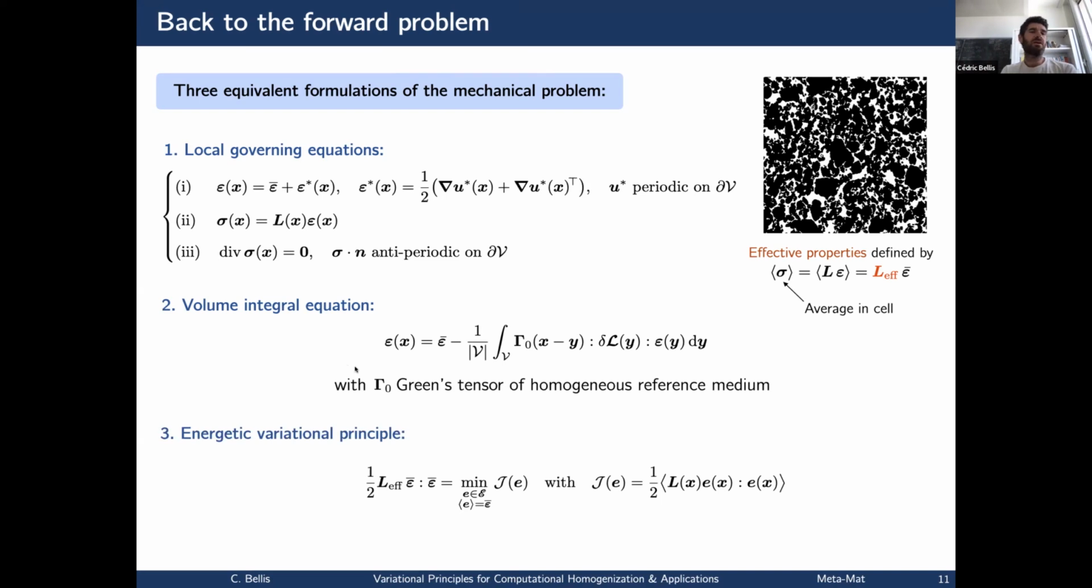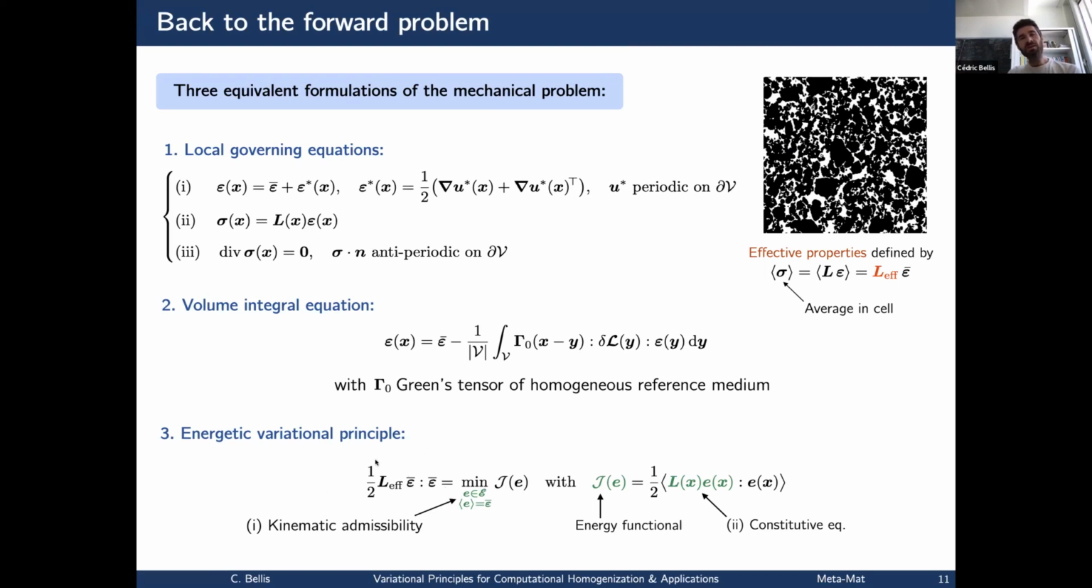But we also know that there exists an energetic variational principle that states that the solution to the two above formulations can be thought of as the minimizer of an energy functional. Typically, we can introduce a functional that measures the mechanical energy in the unit cell. This functional is constructed from the constitutive equation. And if we minimize it in the right functional space, typically the space of kinematically admissible fields, then we end up with the solution. And the minimum of that functional is related to the effective tensor.